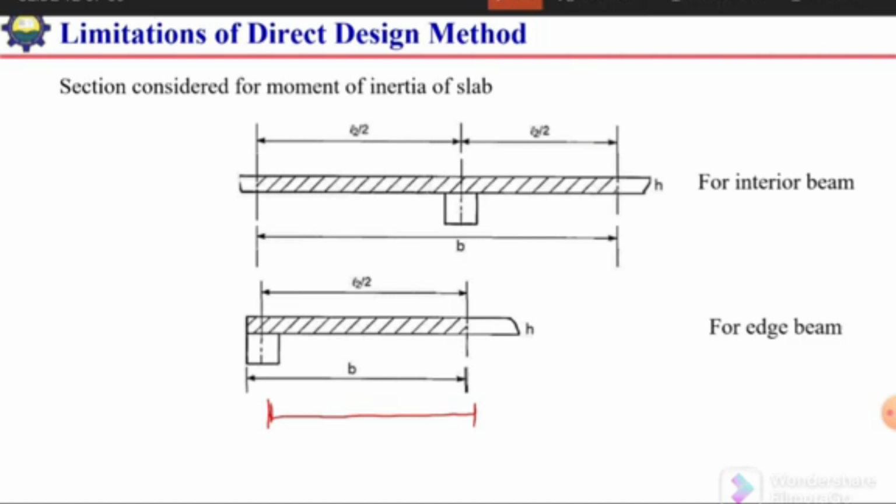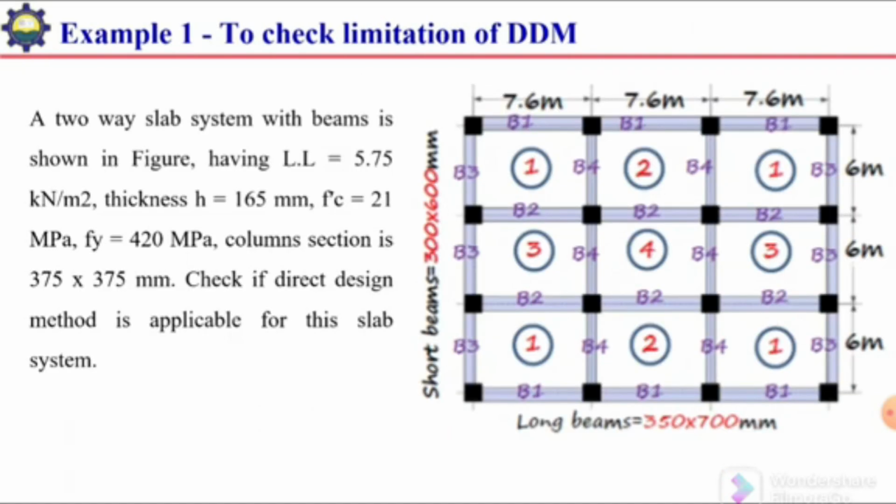Once we have the moment of inertia of slab and beam, we can calculate the flexural stiffness ratio, and we can check the limitations. Number 6. Okay, let's solve one example to check the limitations of DDM, to check whether this slab system can be designed using the direct design method or not.